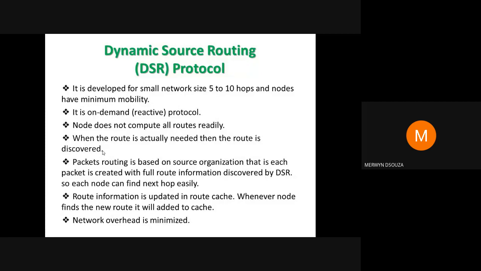Here, we discover the routes as and when we need the packets to be sent on that route to the destination. You don't discover all the possible routes in the network. Just to remember, you can keep that example.